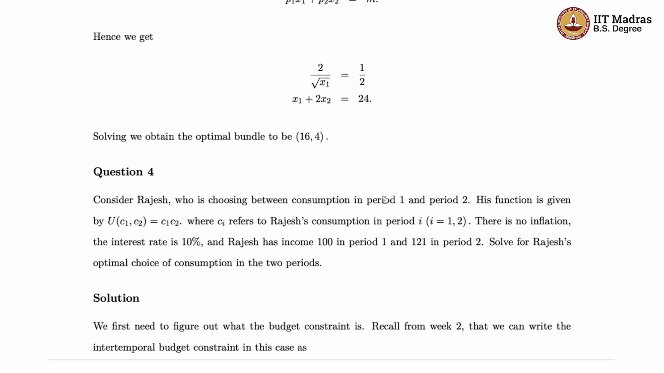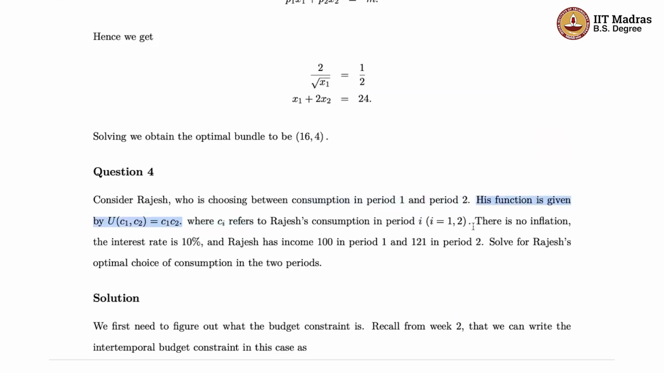His utility function is given by u of C1, C2 is equal to C1 times C2, where Ci refers to Rajesh's consumption in period i, right? So C1 is how much Rajesh chooses to consume in period 1, and C2 is how much he chooses to consume in period 2, right? So these are the preferences.